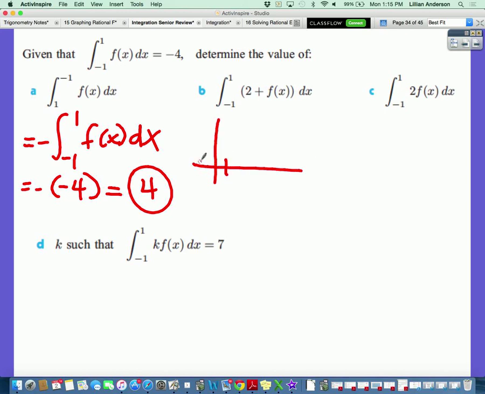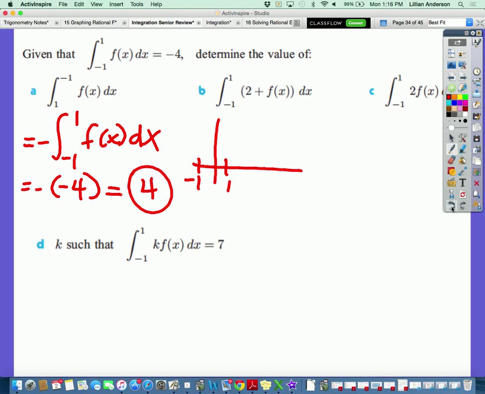So you have this curve from -1 to 1 that is originally like this, but now it's been shifted up 2 units. Since it's been shifted up, your original area of -4 now has an additional square underneath it: 2 times the range, which is 2 times 2. So you have to add this additional area underneath, a measurement of 4, to your -4 units, and then you get 0.